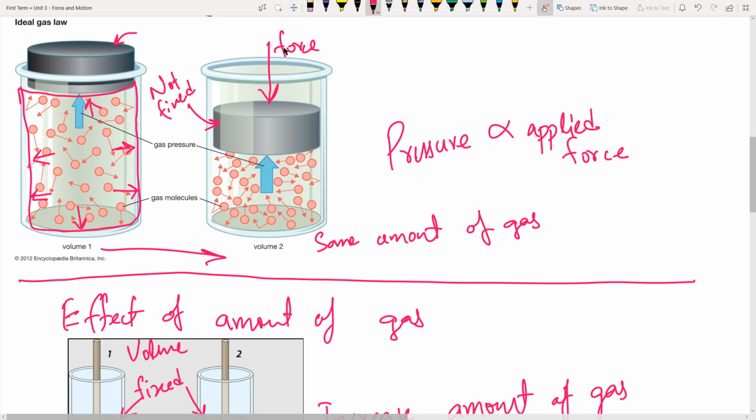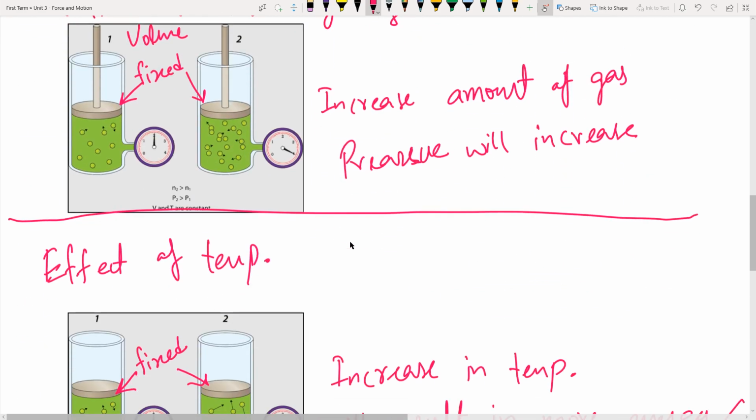If we reduce the applied force, or increase the volume, then the collisions are going to be far less, because the particles will be moving away from one another, reducing the amount of pressure in the container. If we compress the gas, it is going to have more collisions and more pressure, right?